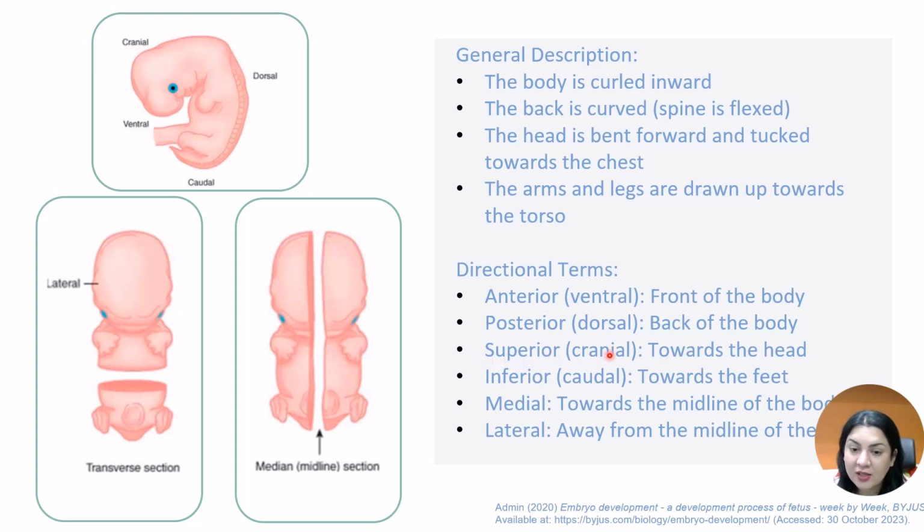Superior or cranial refers to anything that's toward the developing head region. Inferior or caudal is anything that's toward the tail region or the feet region of the developing embryo. And again, similar to gross anatomy, medial and lateral work like this: if you imagine a central midline running down that developing fetus, anything closer toward the midline is medial, and anything further away from the midline is lateral.